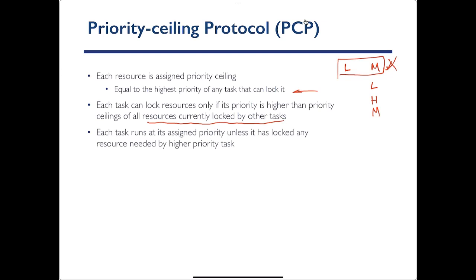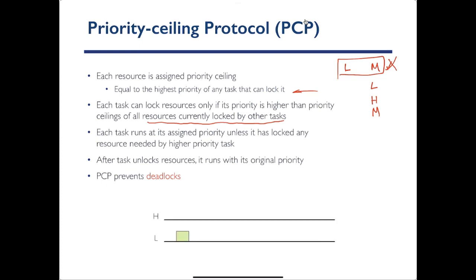Similar to priority inheritance protocol, if a task blocks another task, it inherits its priority. Now, PCP prevents deadlock. So if we look at the example that we had before, let's say I have L and H. So L at this point wants to lock R1. It can do that because at this point no resources are being locked. So the highest priority ceiling is basically 0. So L can lock any resource it wants. So let's say it does that.